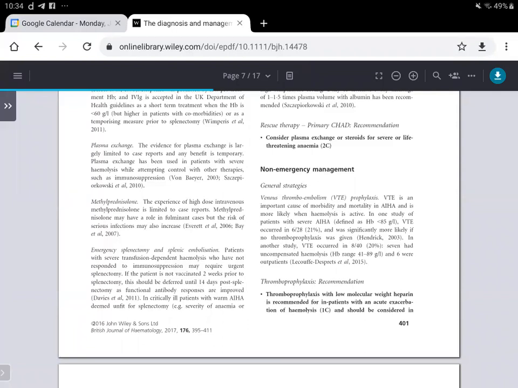We have actually gone through much of the guidelines yesterday. That is the diagnostic part mostly.